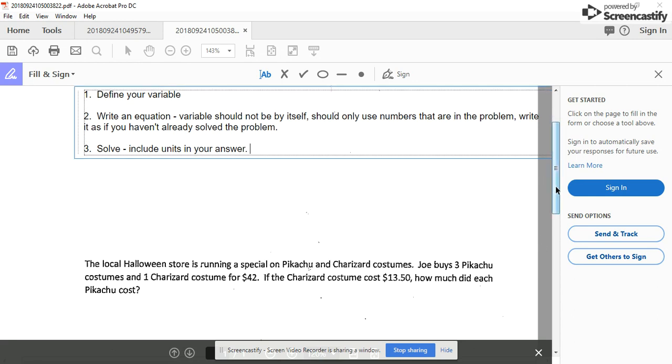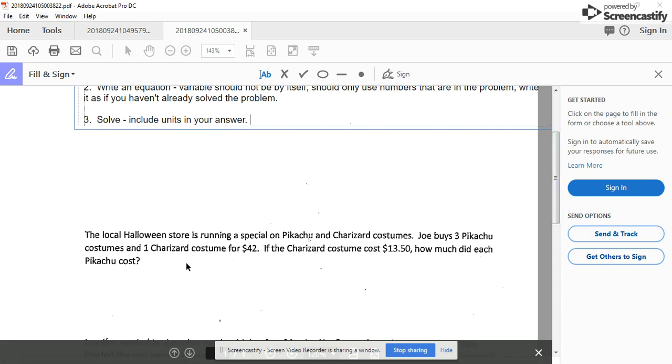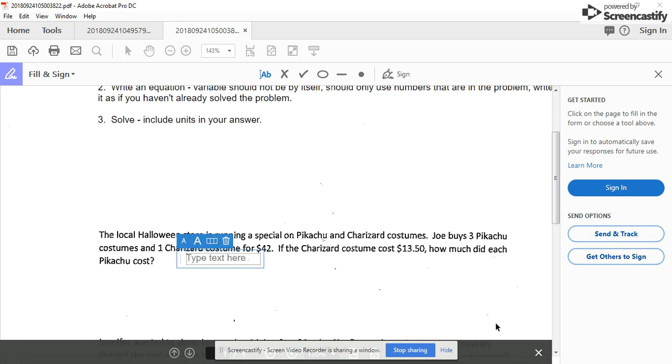So remember, step one is to define your variable. What is it that we don't know? I always like to pick X. You don't have to, but I just do. So X equals, and what we don't know is how much each Pikachu costume costs. So we're going to say X equals cost of each Pikachu costume. So step one is done, just defining what our variable is that we're going to use.